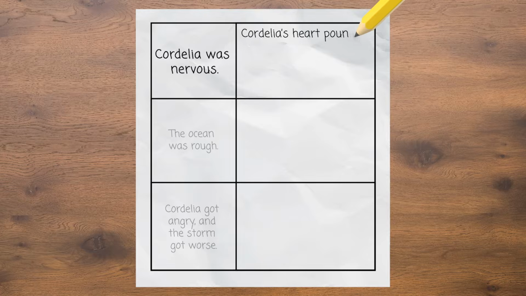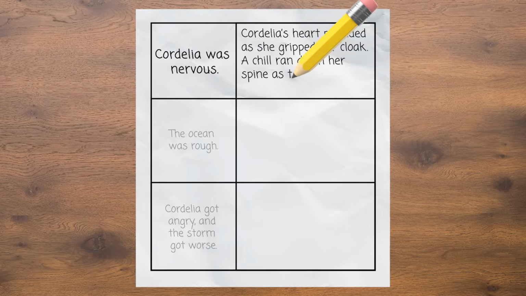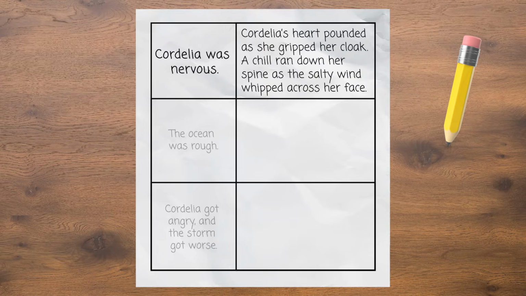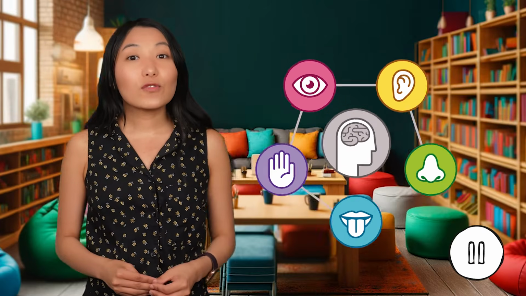Cordelia's heart pounded as she gripped her cloak. A chill ran down her spine as the salty wind whipped across her face. Can you picture that? Can you feel it? Now think about your main character. Think about one emotion your character will feel in your story. Maybe fear, excitement, sadness, or anger, and jot down a few sensory ways you could show it.